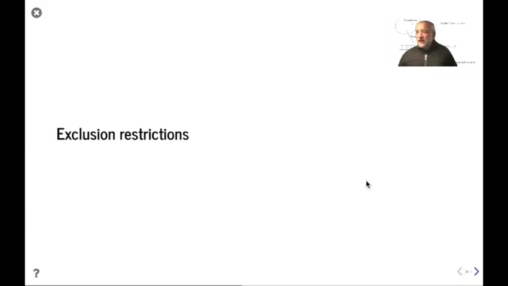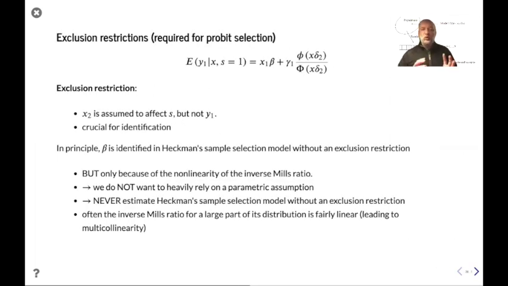Okay, so now we are ready to talk about exclusion restrictions, and I think the key thing I want to say here, just to begin with, is never do a sample selection model without an exclusion restriction. Then you would heavily rely on the nonlinearity of the inverse Mills ratio and functional form identification. Not good. Okay, let's just recap where we were.